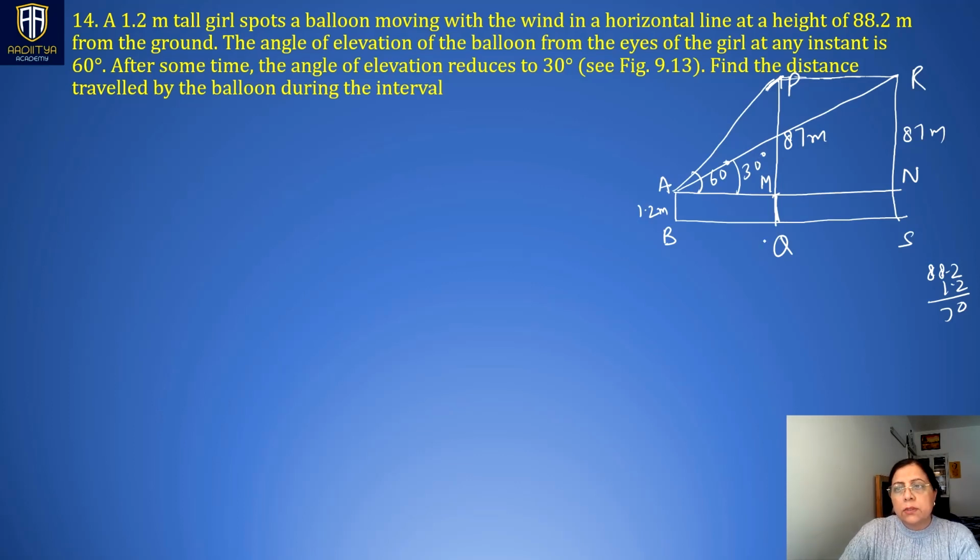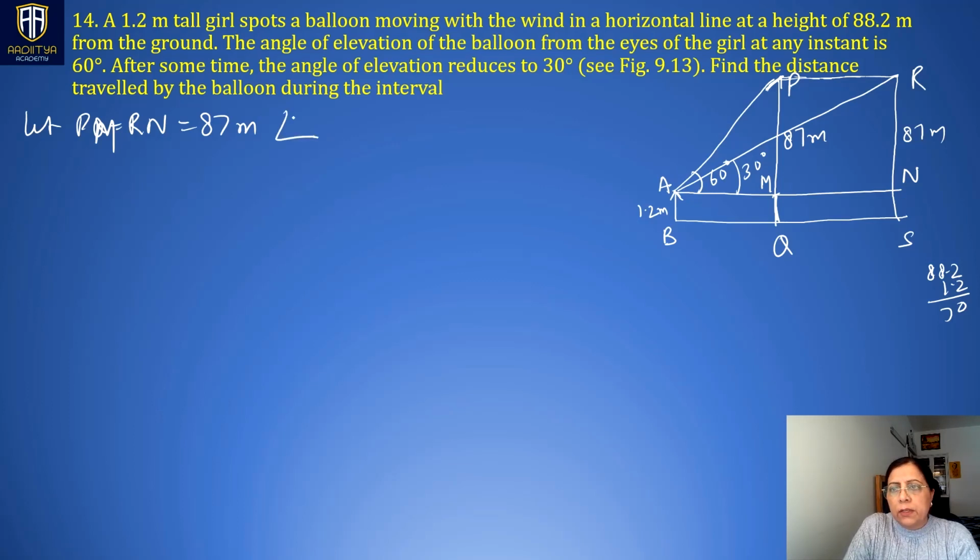I have told you many times that whenever the vertical object is closer to us, the angle of elevation is larger because we have to raise our eyes to a larger height, and when we are looking at some distance, the angle is less. So in this case, the angle of elevation is 30 degrees. And since I have reduced the height of the girl from both the heights, let PM is equal to RN is equal to 87 meters, right?